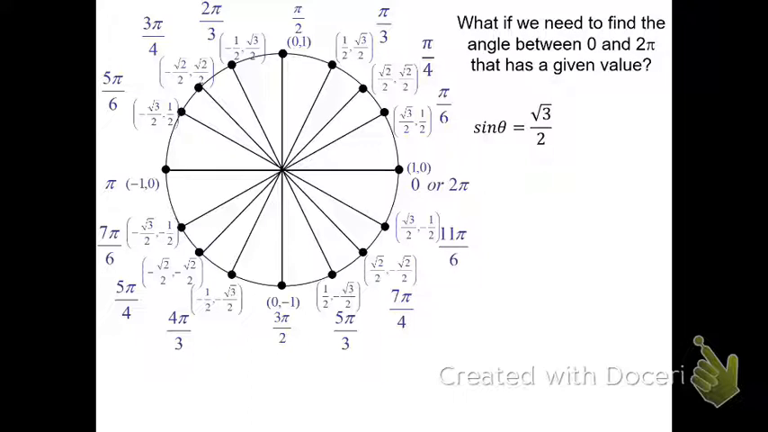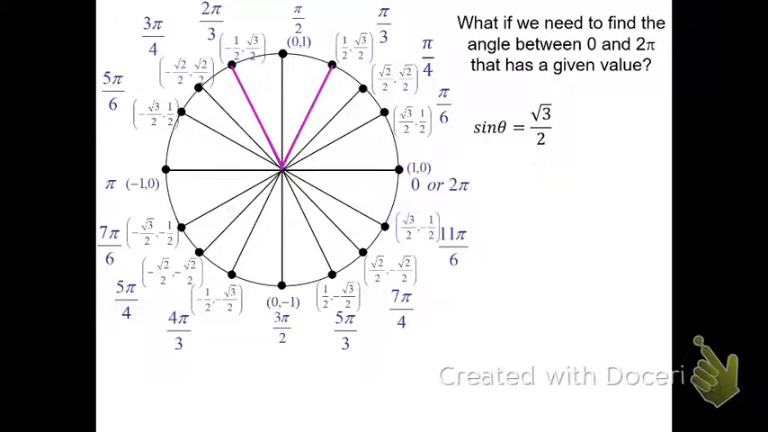Well, sine on the unit circle is the y value, and this value is positive. That means I need my y's to be up top, which means I'm somewhere in quadrants 1 and 2. That's the top of the circle. So look on the top half of the circle, and where do you see y values that are positive root 3 over 2? I see two places. One of them is at pi over 3, and the other is at 2 pi over 3.